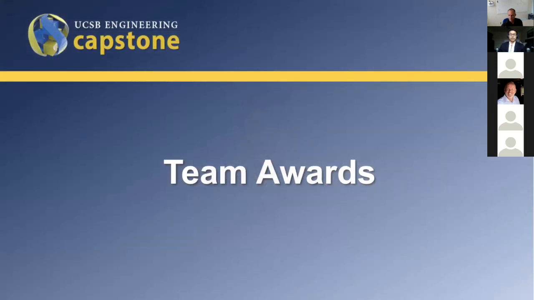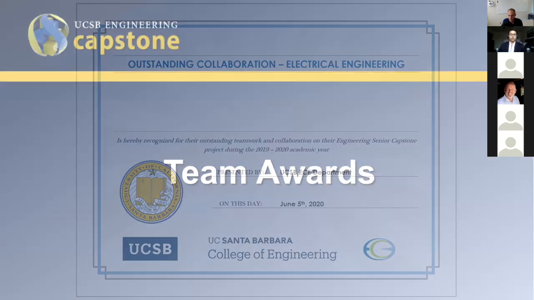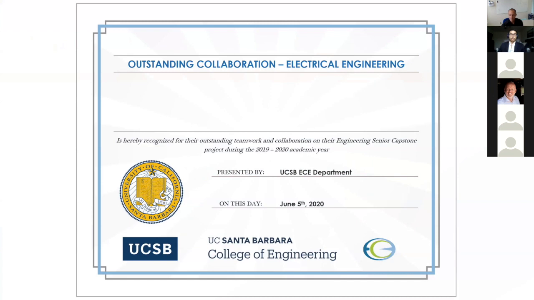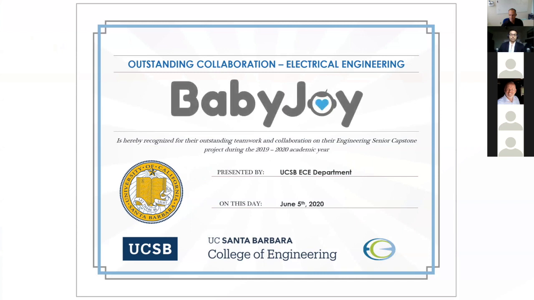So that was our final individual award. Now we're going to be moving on to the team awards. So the first award is for outstanding collaboration in an electrical engineering project. Effectively communicating and working as a team is absolutely critical to ensuring a successful engineering project, as we all know. The award for outstanding collaboration in electrical engineering goes to Team Baby Joy.